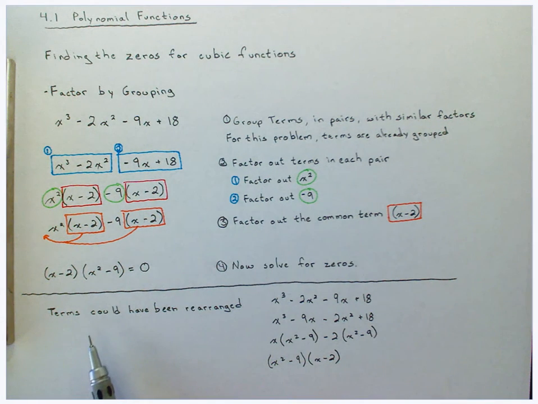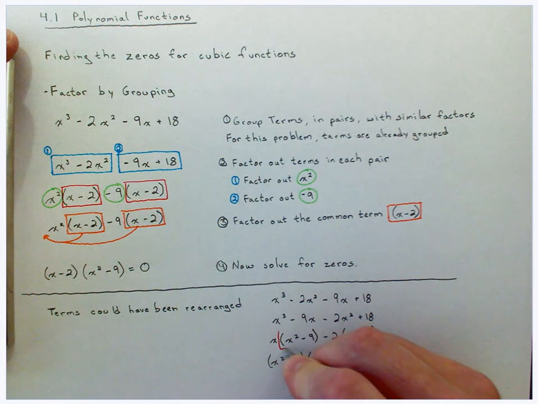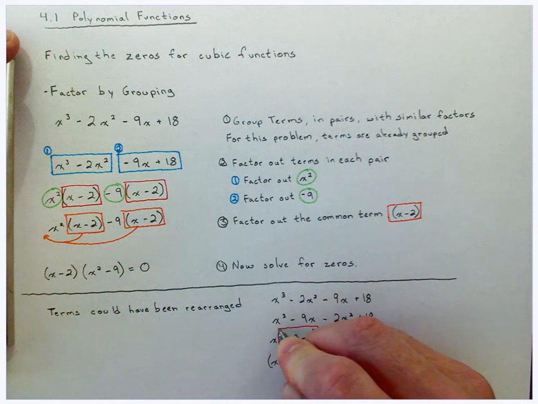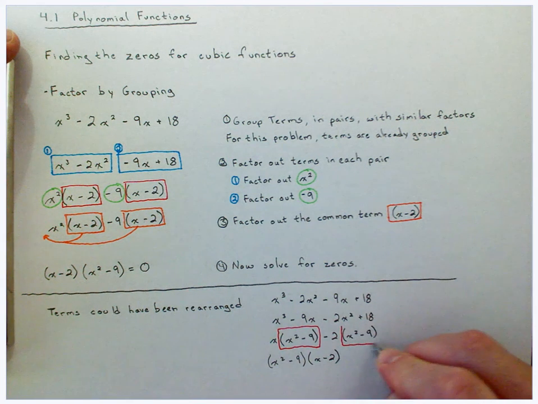Now, down here what I've written is that I could have rearranged my original function. So if you notice, I rewrote it to where I have x cubed minus 9x minus 2x squared plus 18. On this one, I factored out an x, leaving x squared minus 9. On this one, I factored out a negative 2, leaving x squared minus 9. Again, this is the key premise. Same problem, different way of factoring it. I have the same term.